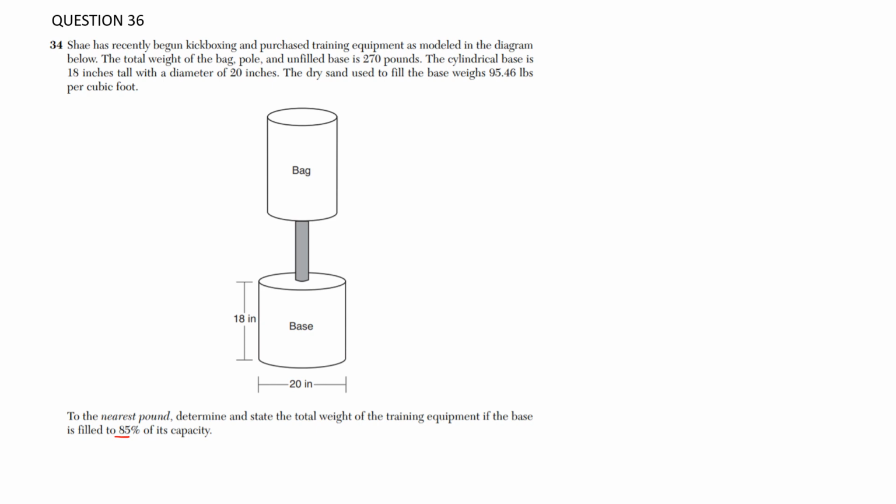So if we're going to do 85% of the base filled, let's first find the volume of the base. The base is a right cylinder, so its volume is pi r squared h. In this case, we have a diameter of 20 inches, so let's divide that in 2. We know that its radius is 10 inches. Let's plug that in. We have everything we need: pi times 10 squared times h, which is 18 inches. That gives us a value of 1800 pi.